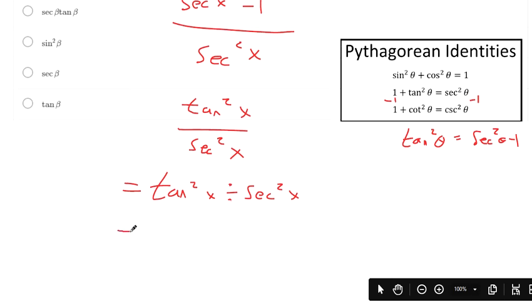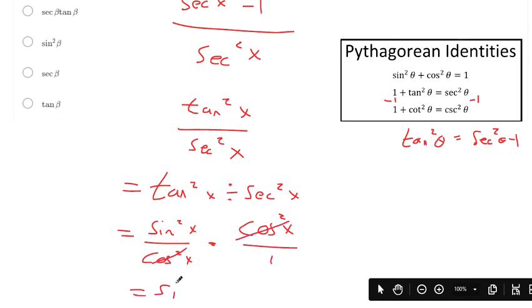And then we can put everything in terms of sine and cosine. Sine squared x over cosine squared x. And then I'm going to flip and multiply. This is 1 over cosine, right? So when you flip and multiply, that's cosine squared over 1. So these cancel. Leaves you with sine squared x.